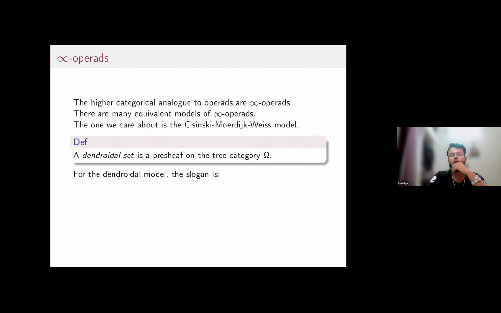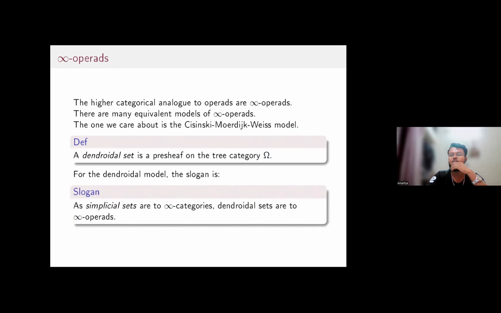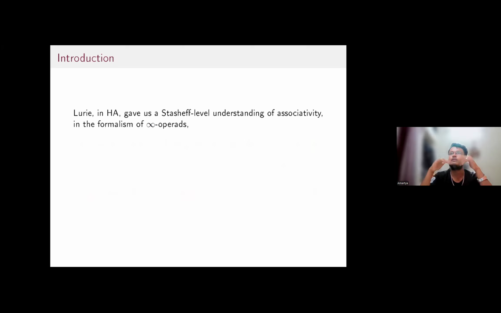For the dendroidal model, here's the slogan, all that you want to know: simplicial sets are to infinity categories as dendroidal sets are to infinity operads. You have the Joyal model structure, and the cofibrant objects are quasi-categories. Similarly, you have a model structure on dendroidal sets, and the cofibrant objects are the quasi-operads. So that was the introduction to the introduction that we cared about.